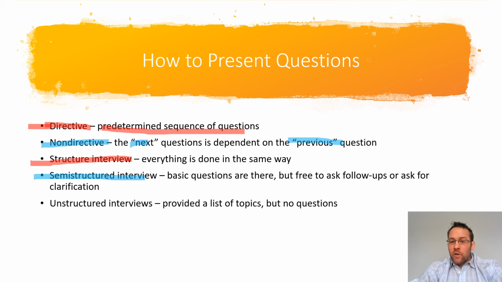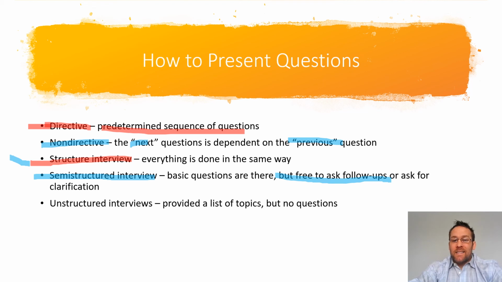A semi-structured interview, which is different than a structured interview, is that I have a list of, let's say, 10 questions that I'm going to ask all 50 people, but I'm free to ask some follow-ups or ask for clarification. In a structured interview, I just read the 10 questions, or however many questions I have, in the same order to everyone.